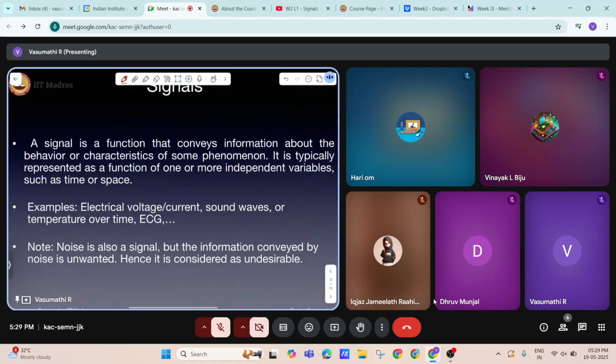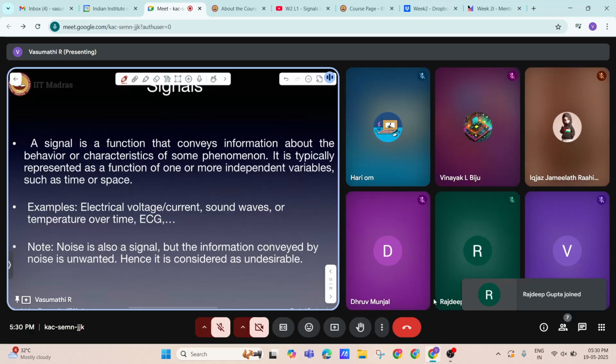So a signal, how can we generalize using the signal? A signal can be interpreted as a function that conveys information about the behavior or characteristics of any system. So noise can also be a signal, but noise is unwanted behavior. So we don't bother about the noise. We just want to eradicate the noise. That's how we work on this.